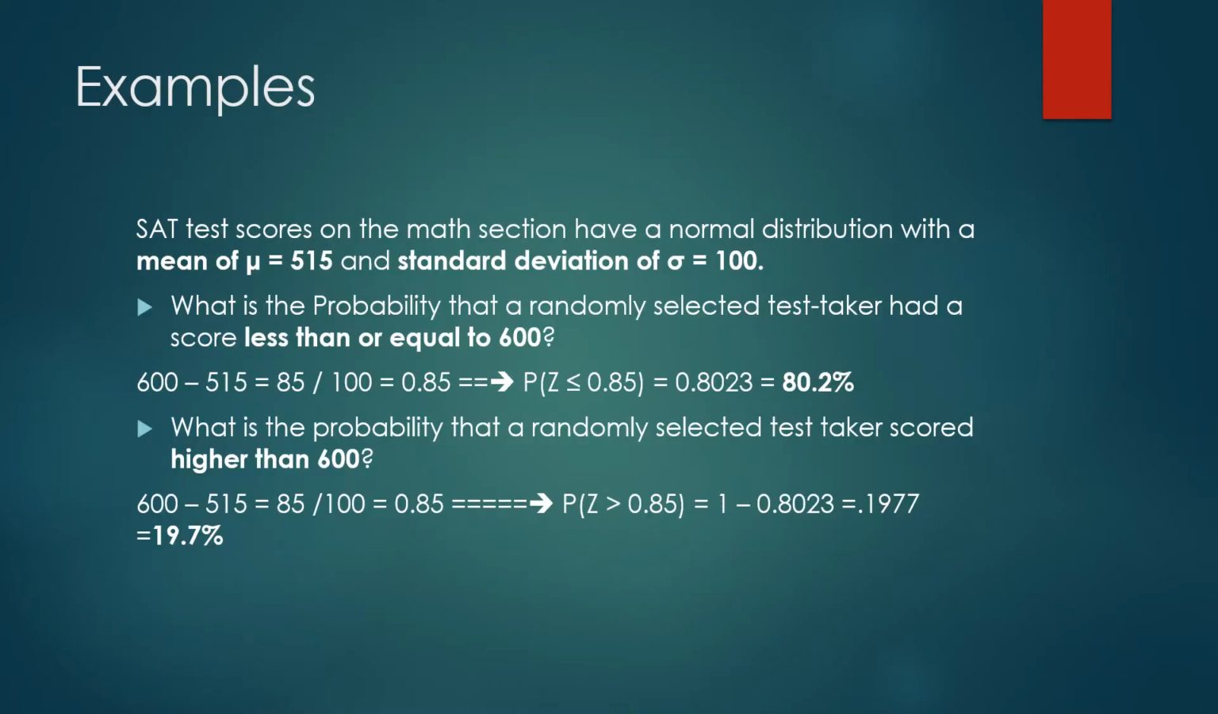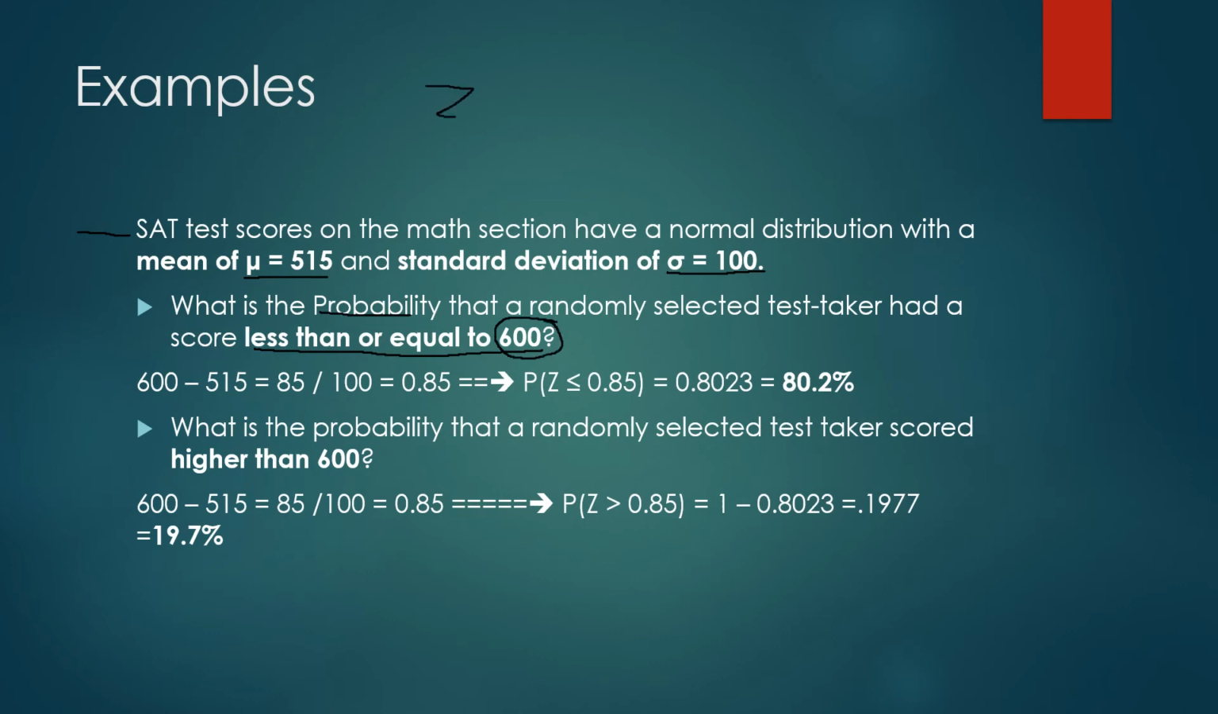All right, example time. Let's see if we learned anything. The question is asking: SAT scores on the math section have a normal distribution with a mean of 515 and a standard deviation of 100. Keep in mind, the mean is 515 and the standard deviation is 100. What is the probability that a randomly selected test taker had a score less than or equal to 600? So 600 is the given value here.